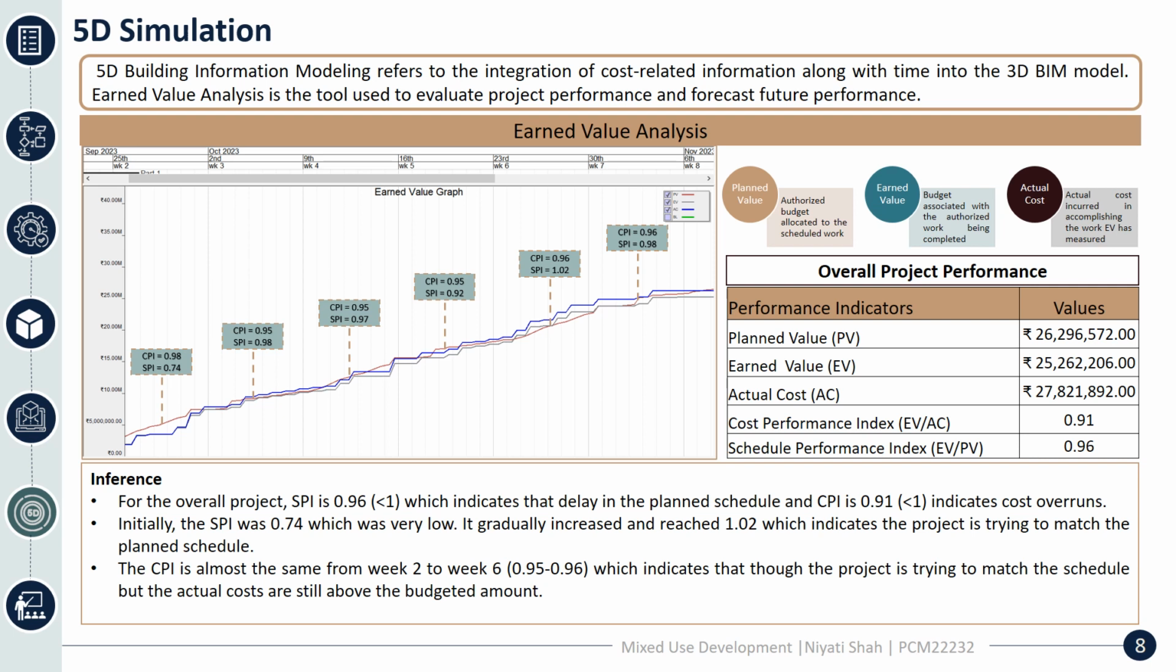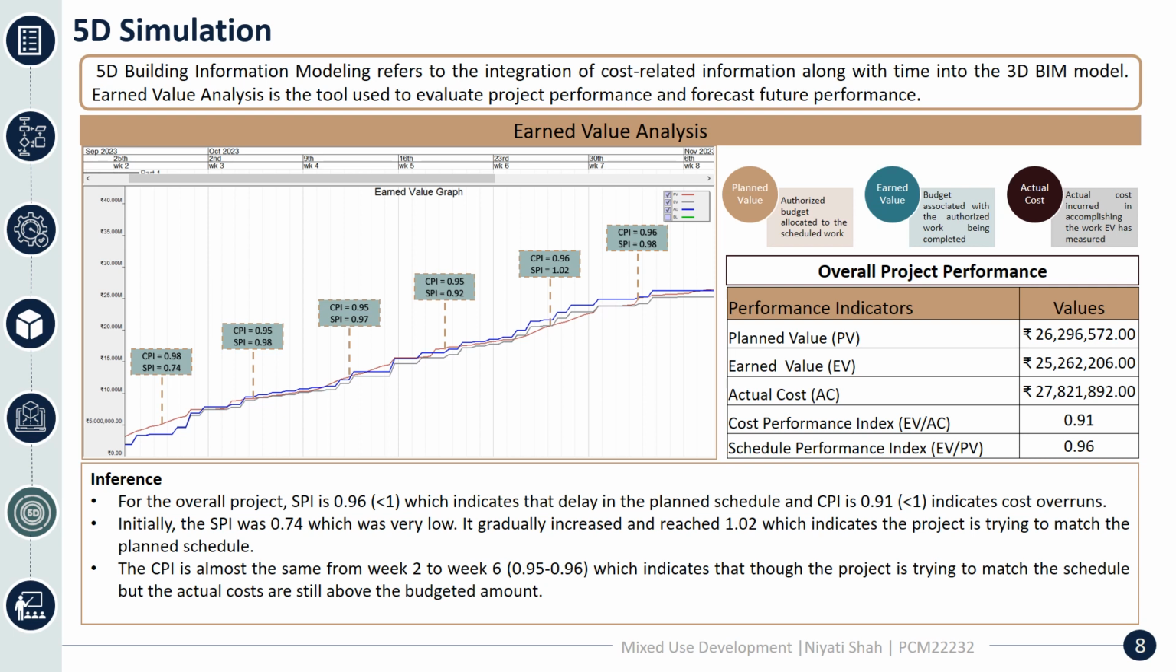Looking at the overall project performance, there are two indices we have obtained: cost performance index and schedule performance index. Both are less than 1, which indicates that there is a delay in the planned schedule and also there are cost overruns. This is the overall project performance.